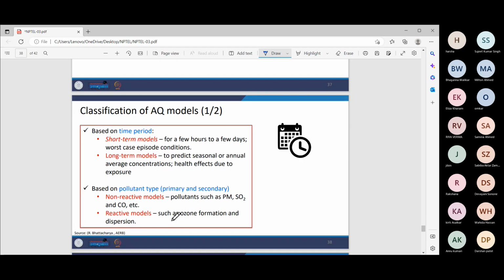Next is based on pollutant type, primary and secondary models. Based on the pollutants, when we are discussing the primary pollutants, or the non-reactive models, the pollutants considered are particulate matter, SO2, carbon monoxide, etc. And for the secondary pollutants, reactive models such as ozone formation and dispersion.